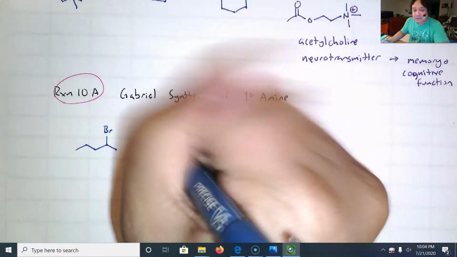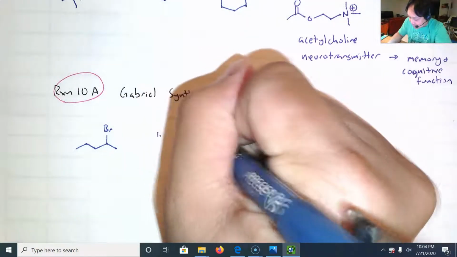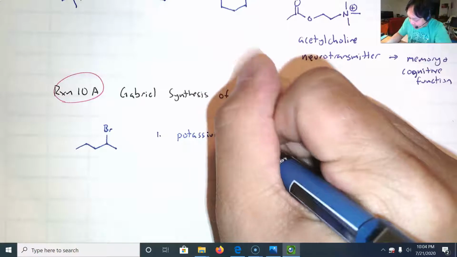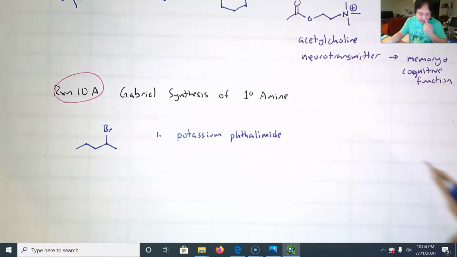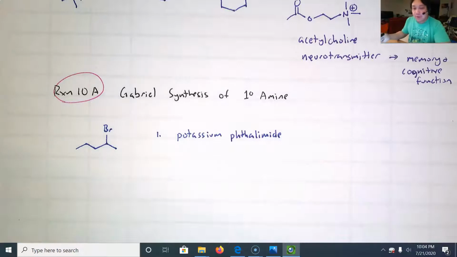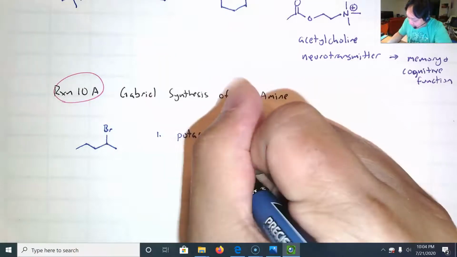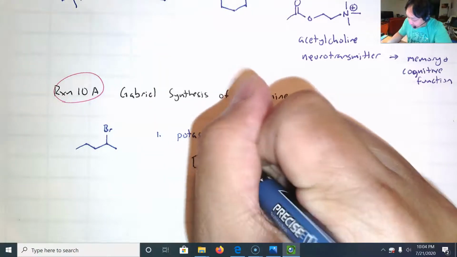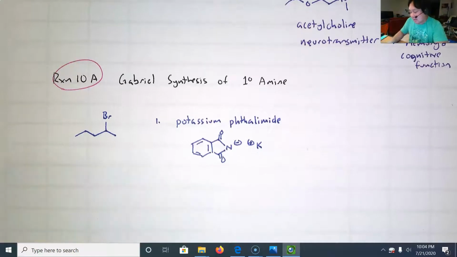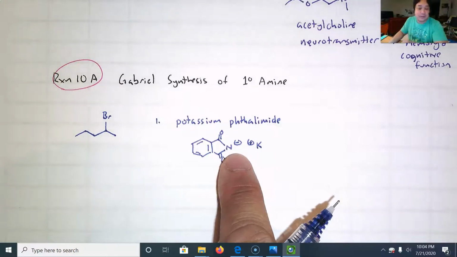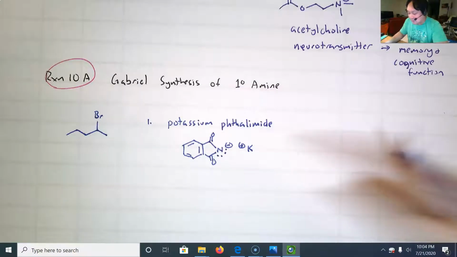The first reagent is either you're going to name it literally on an exam, potassium phthalimide, or you could draw it. For my class, I would like them to know how to draw potassium phthalimide. It is an ionic compound, so that N is very nucleophilic. Yep, it acts as a good nucleophile. Okay, two lone pairs, negative charge.